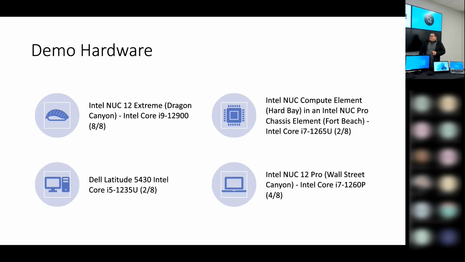They all have fairly similar processors. I actually put the core counts in here. It's the one speeds and feeds thing I'm going to do today. You look at this as 8 performance cores, 8 efficiency cores. We have 2 performance cores, 8 efficiency cores. And Wall Street Canyon's 4 and 8, so 4 performance cores, 8 efficiencies, and then 2 performance, 8 efficiencies on this one. So there's a decent mix of sipping power versus running the electric bill up.